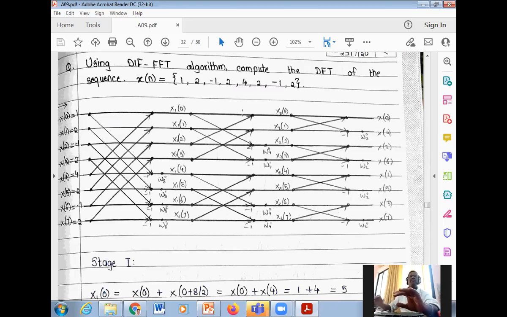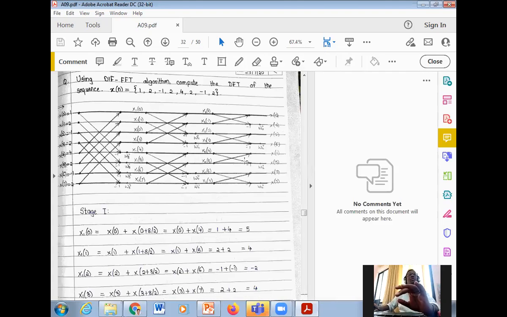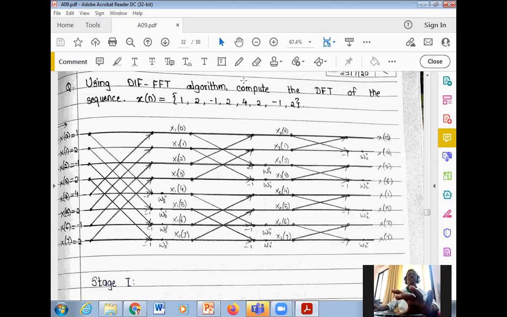Using the DIF FFT algorithm, compute the DFT of the sequence. It is given that, this is the sequence here. You have to just compute its value.